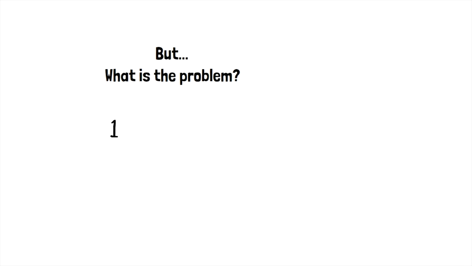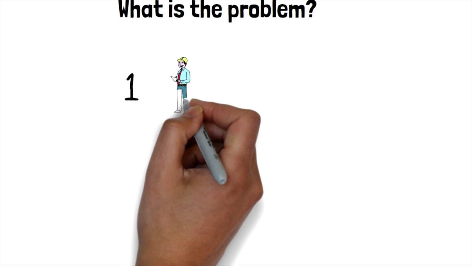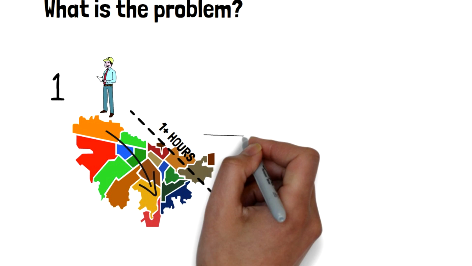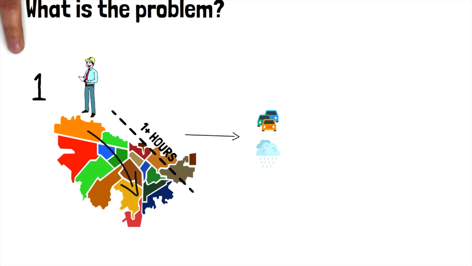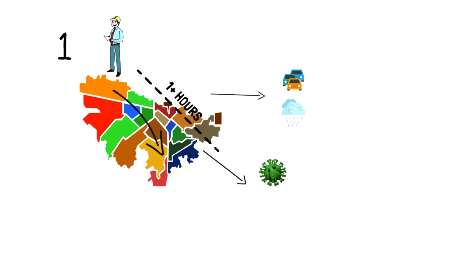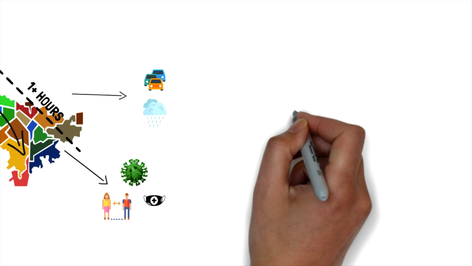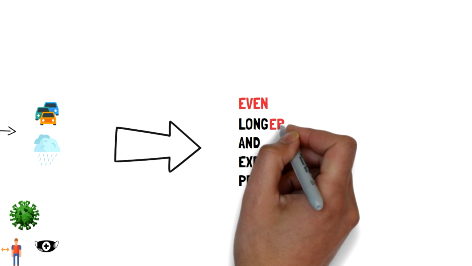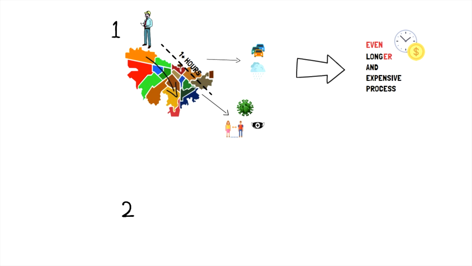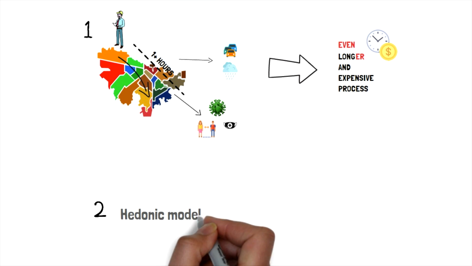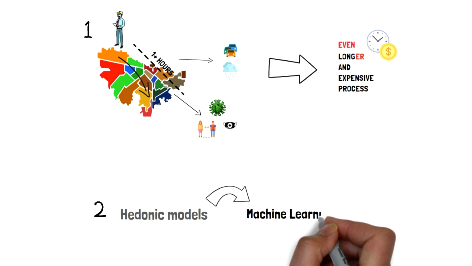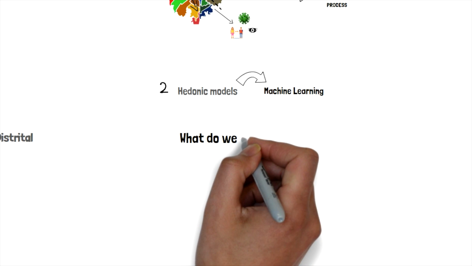But what is the problem? First, generally the cadastral inspector has to travel big distances, wasting a lot of time between one point and another. Taking into account factors like rain, wind, and traffic, and with the global situation with COVID-19, this makes it a long and expensive process, even longer. And second, currently, hedonic models are being used and the entity seeks to implement new methodologies that allow it to obtain better results. What do we propose?